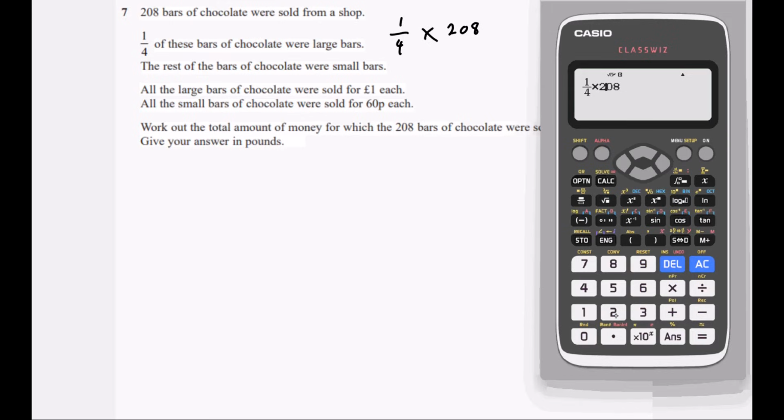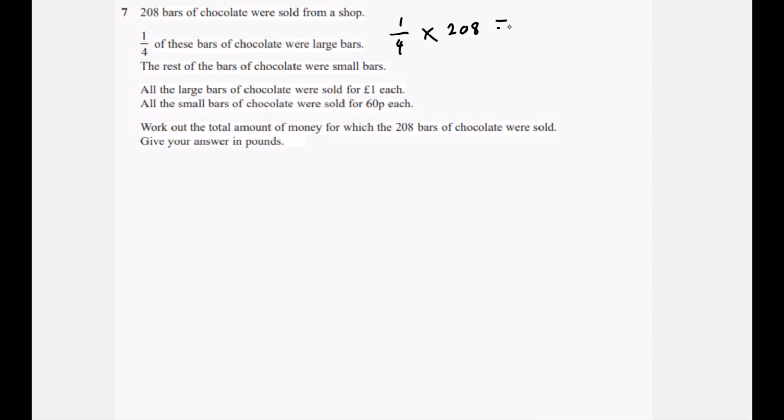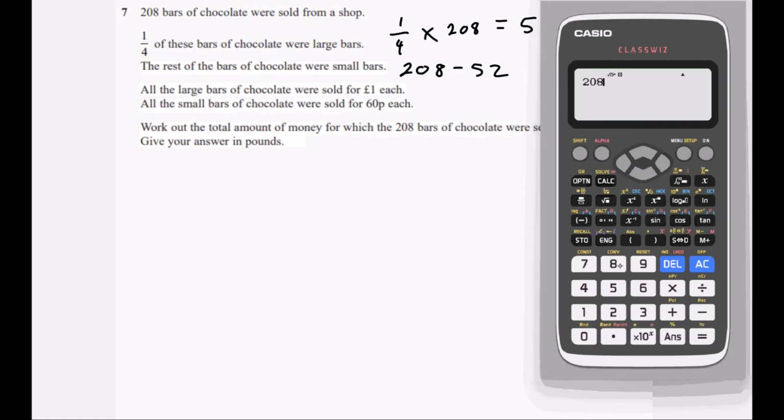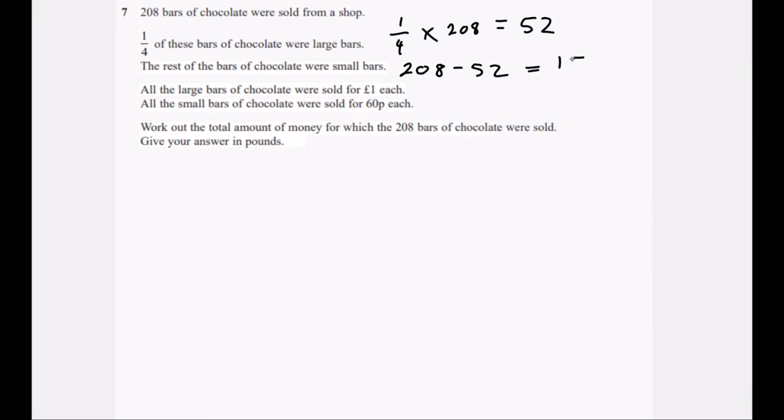So a quarter times 208 is 52. So 52 large bars, the rest were small. So what's the rest? 208, take away 52, is 156. So that's large and small. All of the large bars were sold for £1 each. Small bars 60p each. Work out the total amount of money.